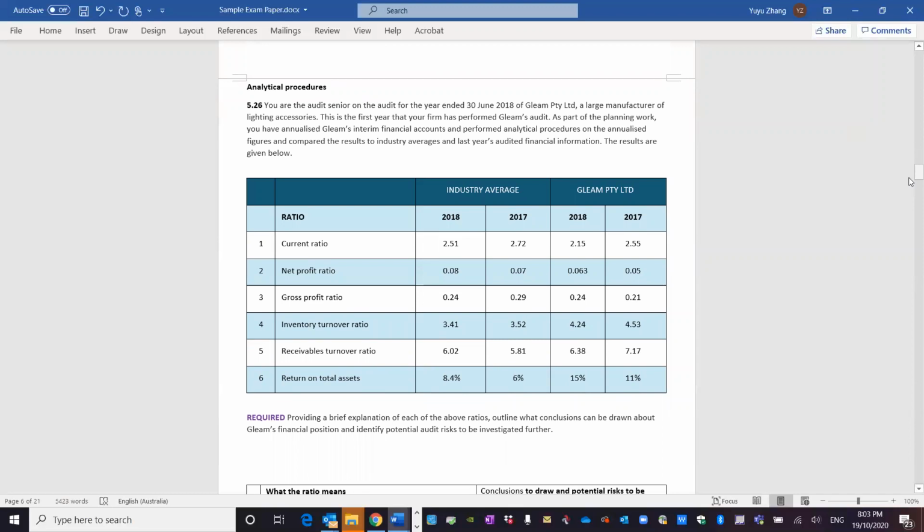So analytical procedure 5.26, which is one of the tutorial questions. I don't really want to go into details of this question because you have already done this in your assignment as well. So here for this question, I just want to give you some tips on answering this type of question. What is the requirement here? Okay. Can you just spend 1 minute to read this question?